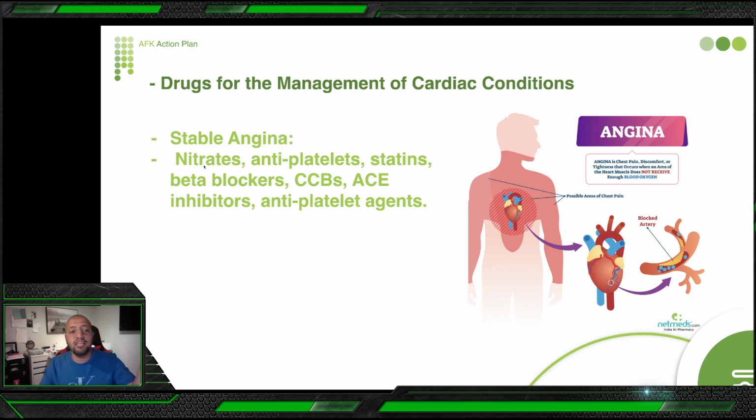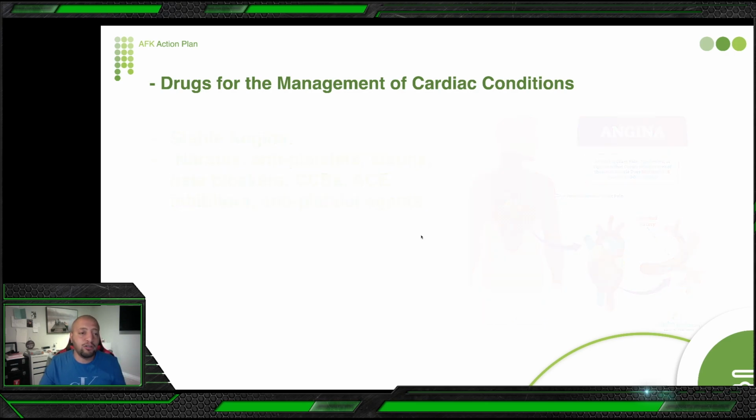So nitroglycerin induces vasodilation, antiplatelet to block this one, and then we give him a statin to deal with the bad lipid, a beta blocker or calcium channel blocker or ACE inhibitors to deal with this stuff, and sometimes you give your patient an antiplatelet agent. So it's not for every patient. I'm just giving you the complete profile for every cardiac condition.